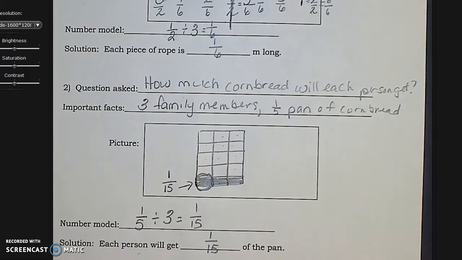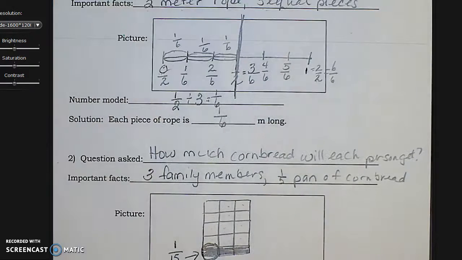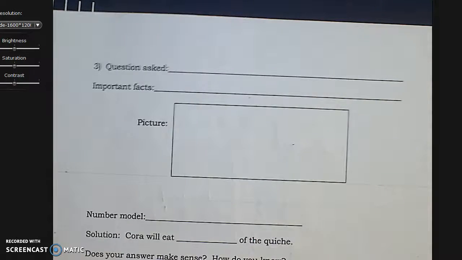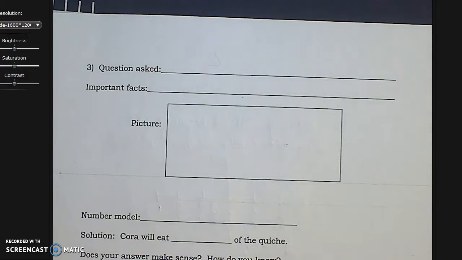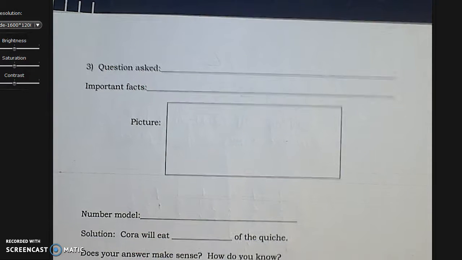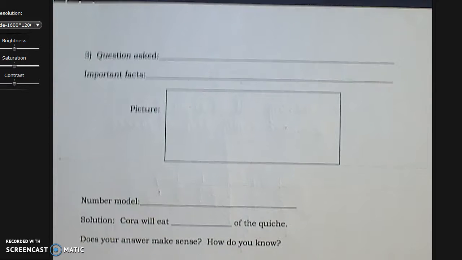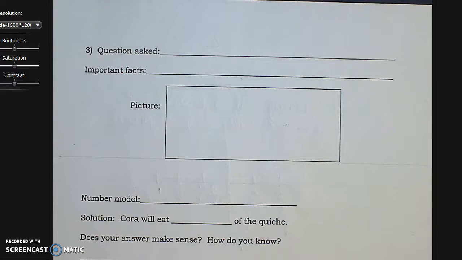Take a moment, make sure you have all of that copied down, please, in the problem. All right, good job. Now, I'm going to flip our homework over to the back where problem number 3 is. And we are going to do the same thing we just did a moment ago. I'm going to ask you a question. You're going to write down the important facts of the question, draw a picture, and write a number model and solution. However, this time I will not walk you through the entire thing. I will just give you a little bit of the information so you can finish it on your own.